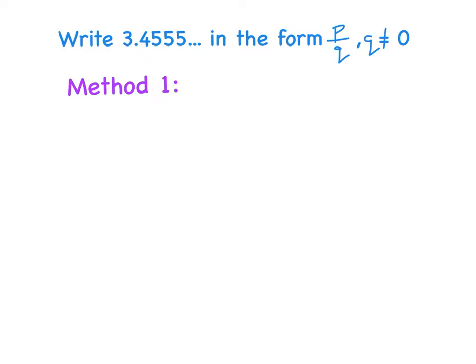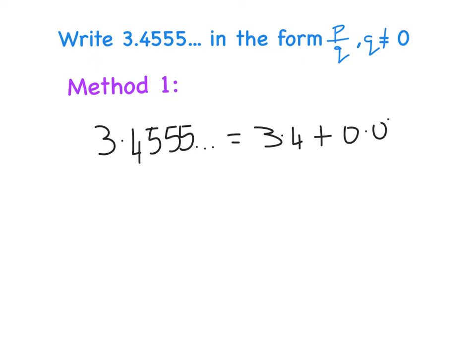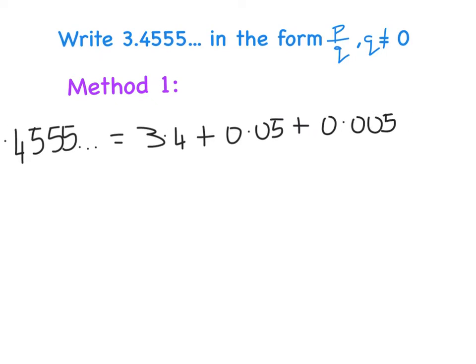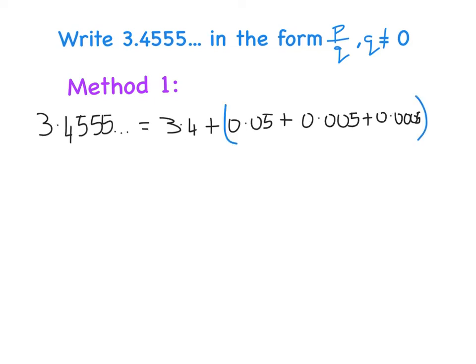So here we would break down our decimal, and we say 3.4555 dot dot dot is equal to 3.4 plus 0.05 plus 0.005 plus, if we went on even further, plus 0.0005. Okay, so from what I've written above, you can see I have 3.4 plus something in brackets.